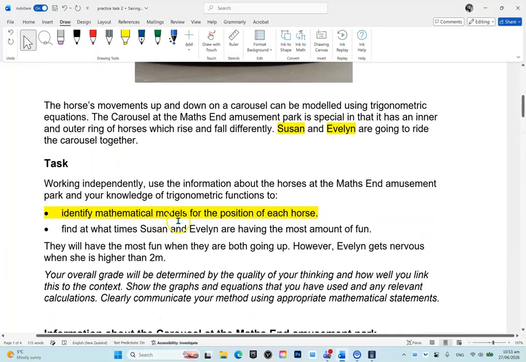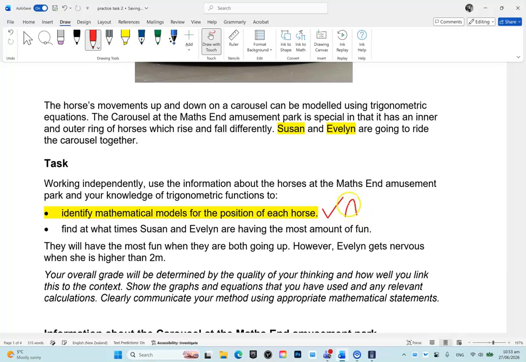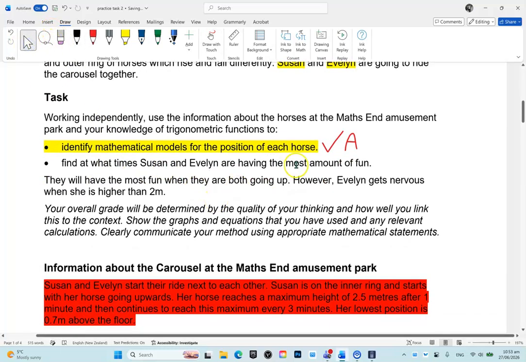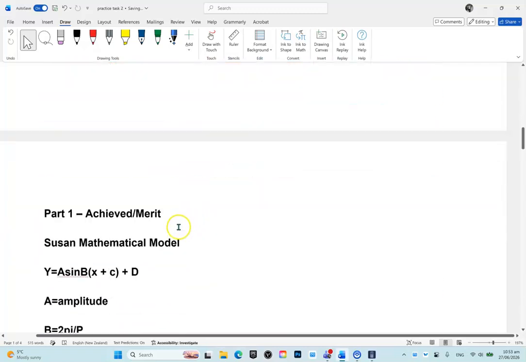We have found both the mathematical models, so that is definitely an achieved, and it's possibly getting close to a merit, but you have to do a little bit more to get the merit, which is involved in the second task, which I will cover next video.